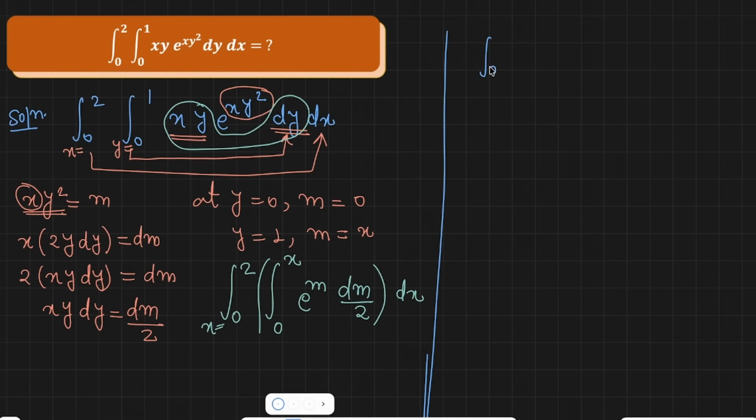Now you can easily solve this integral. So it is 0 to 2. I can take 1 by 2 outside. The integration of e to the power m with respect to m will be e to the power of m.